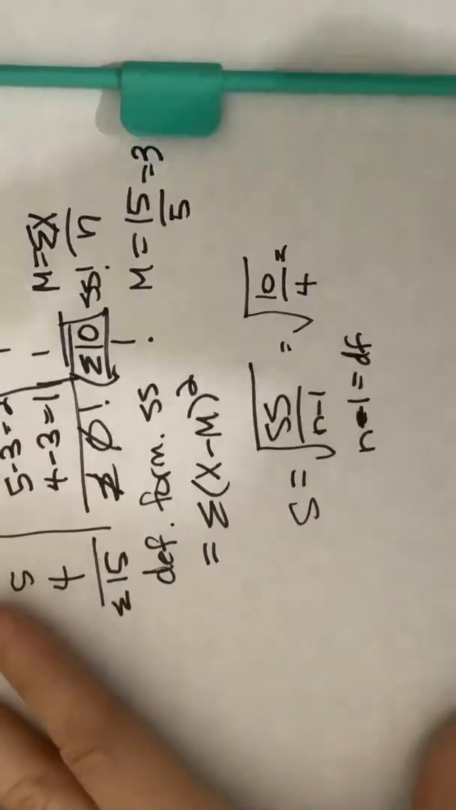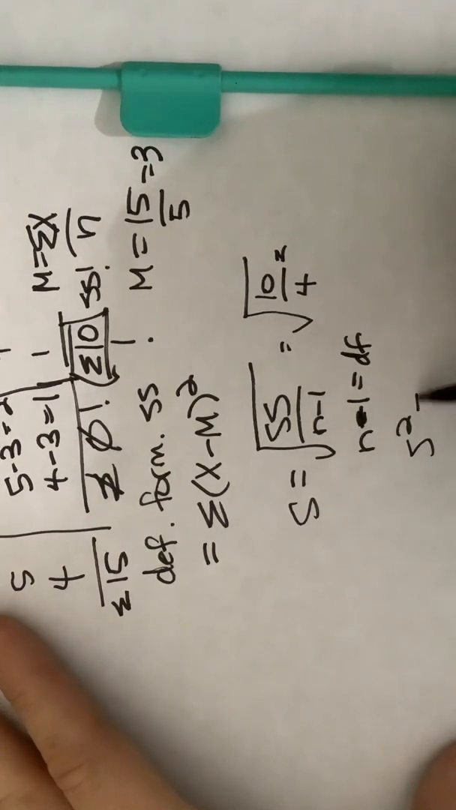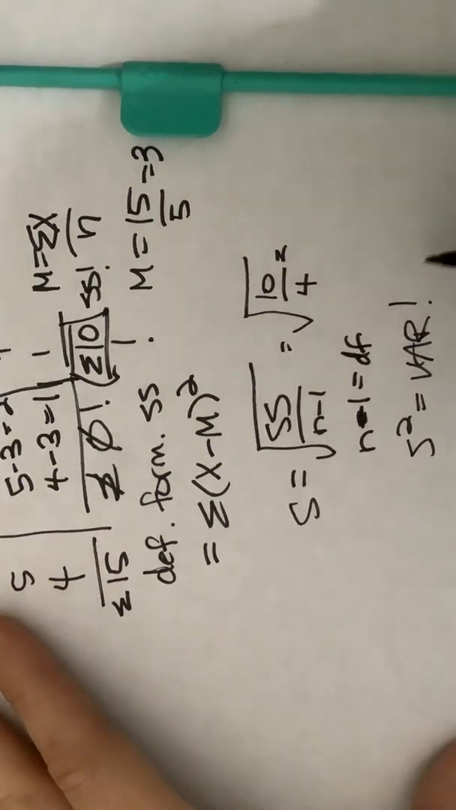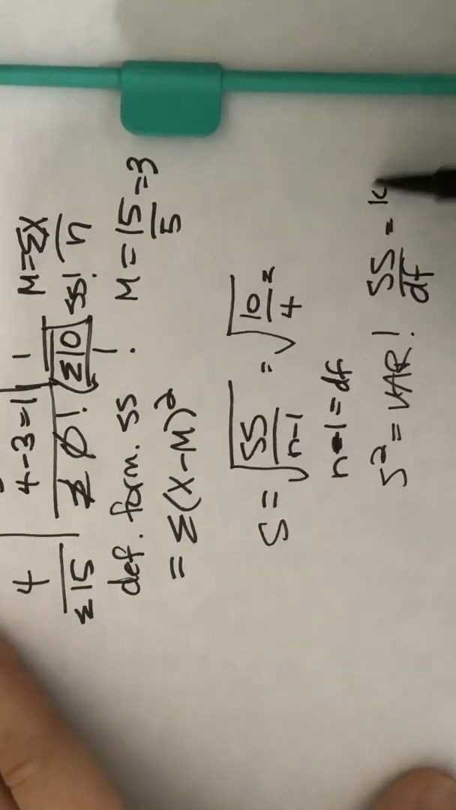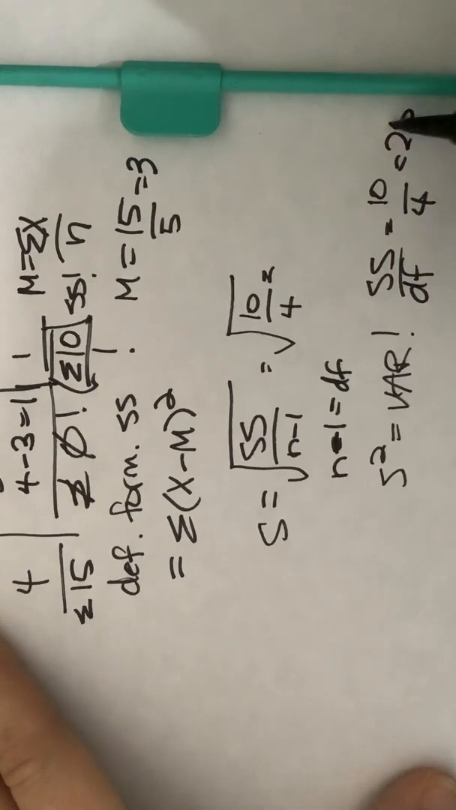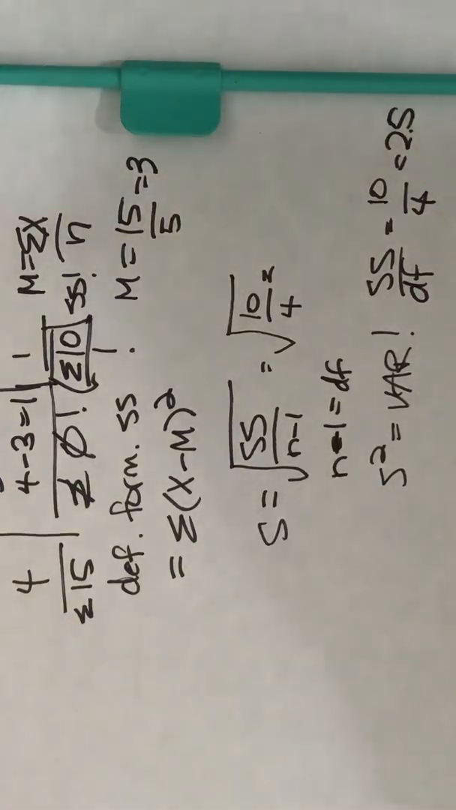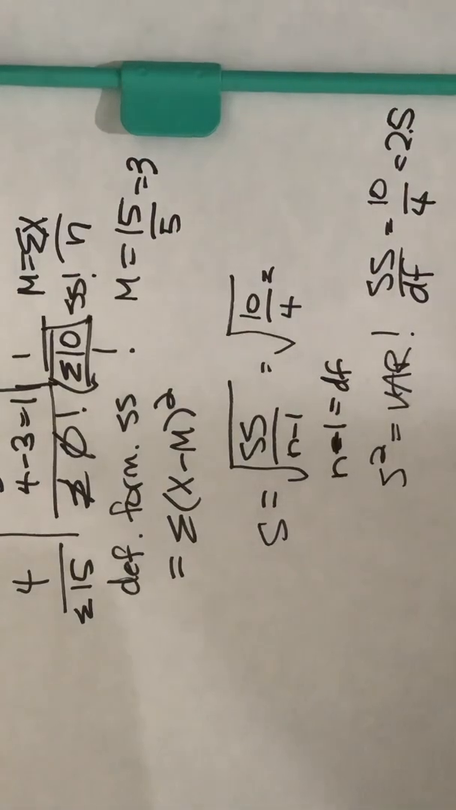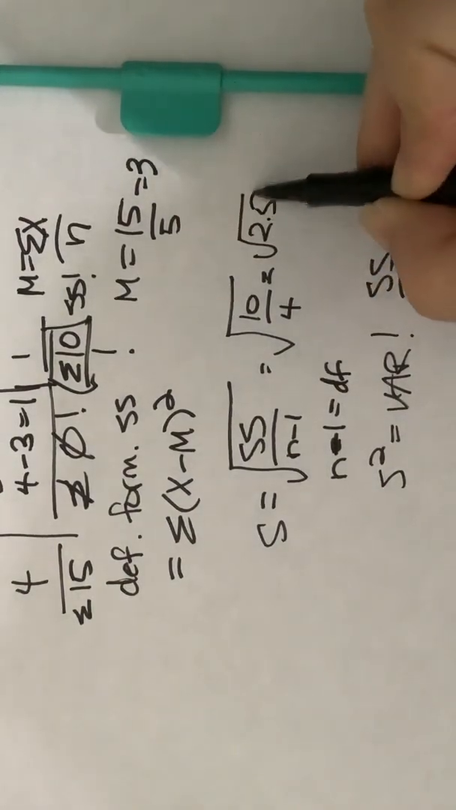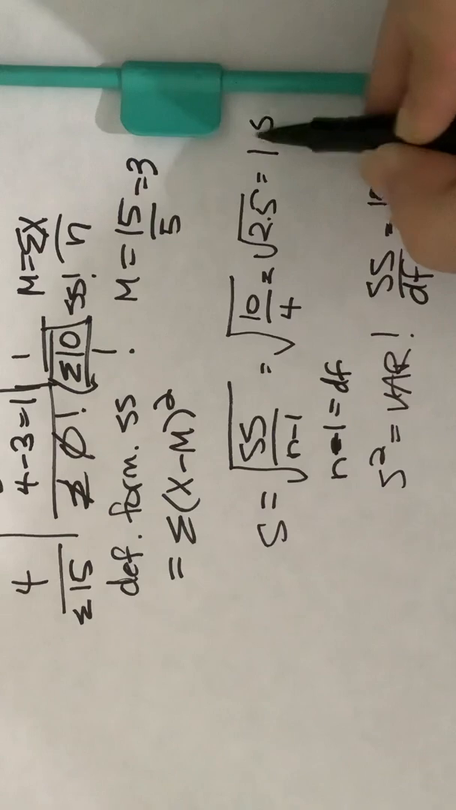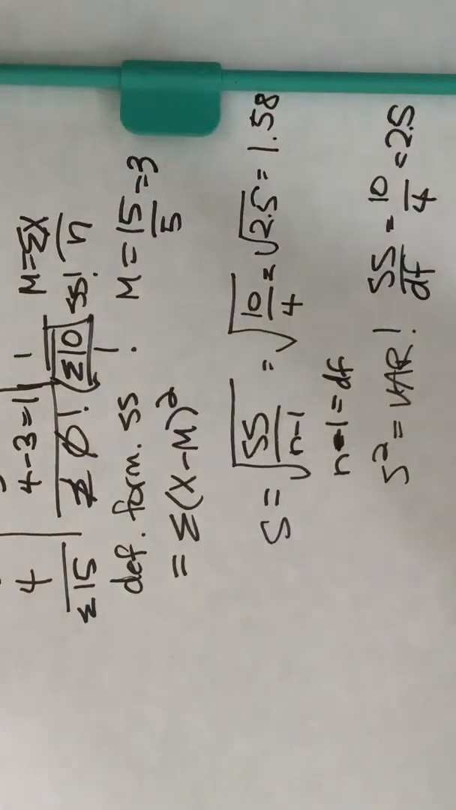Remember that, again, as I showed in the other video, s squared is variance, and that is just going to be sum of squares over degrees of freedom, which is going to be that 10 over 4, which is 2.5. So then I just need to take the square root, and when I do that, I get 1.58.